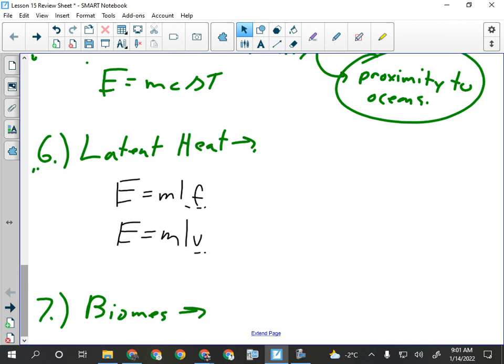Okay, so written response: your climatogram, your map question, your satellite picture question, your heat transfer question, your specific heat capacity problem, and then your 2 latent heat problems, the MLF and MLB. And that's it.